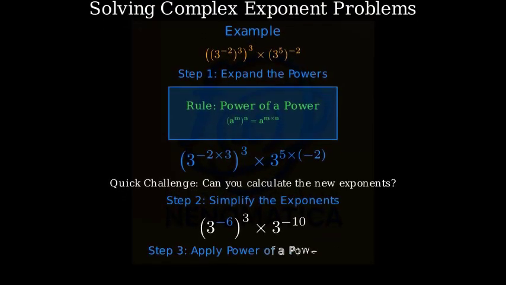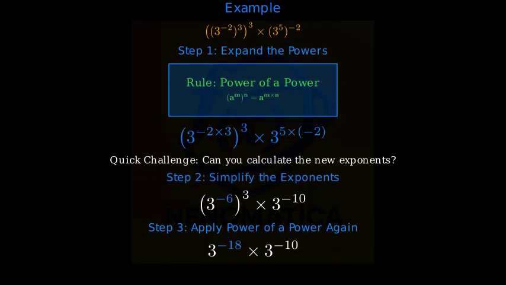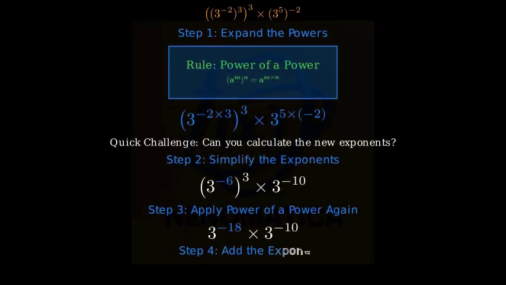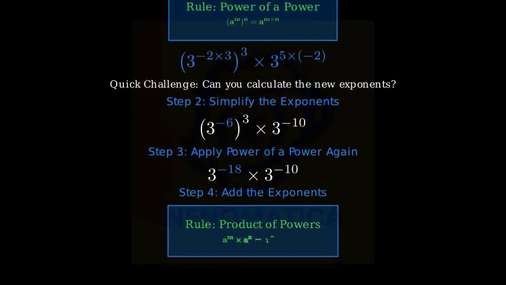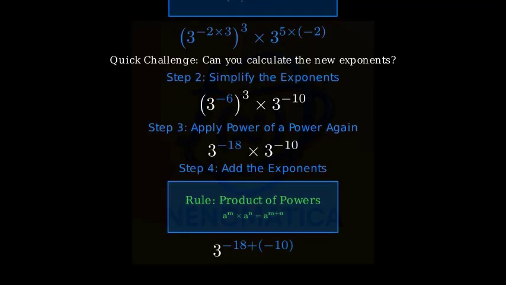Step 3, apply the power of a power rule again. For the first part, 3 to the -6 raised to the power 3 becomes 3 to the -6 times 3, which is 3 to the -18. Step 4, add the exponents. We'll use the product of powers rule, which states that a to the m times a to the n equals a to the m plus n. So 3 to the -18 times 3 to the -10 equals 3 to the -18 plus -10.